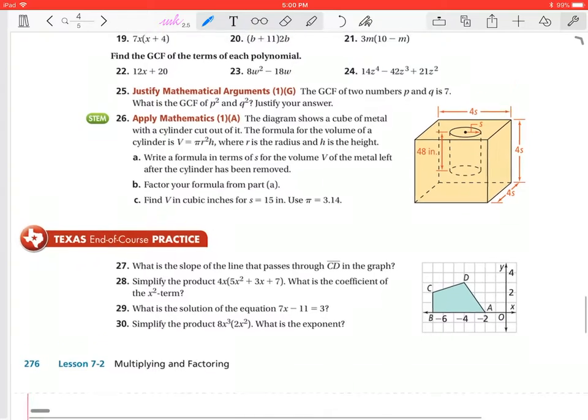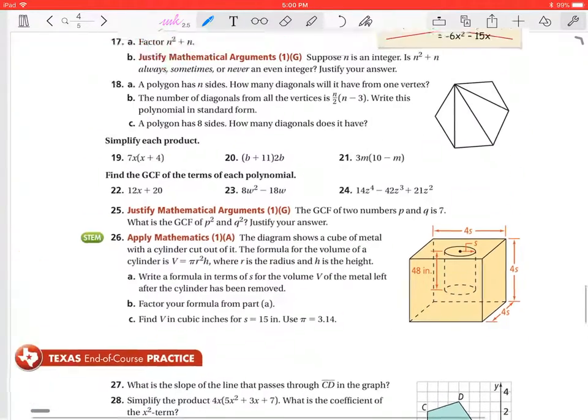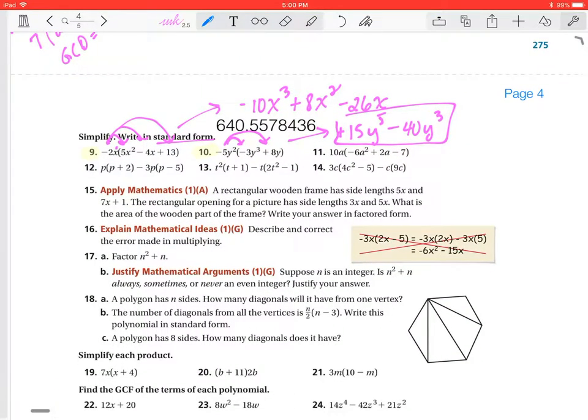I think you're good on that. Number 26 is pretty challenging. I definitely challenge you to try to do that one, and it'll help you go forward.